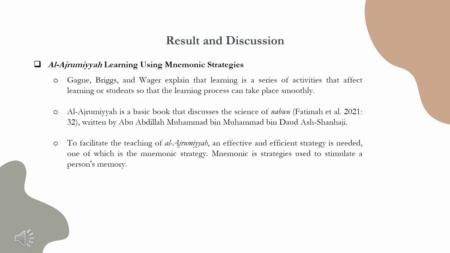Al-Ajrumiyah is a basic book that discusses the science of Nahu, written by Abu Abdillah Muhammad bin Daud Hasan Haji. To facilitate the teaching of Al-Ajrumiyah, an effective and efficient strategy is needed, one of which is the mnemonic strategy. Mnemonics are strategies used to stimulate a person's memory.